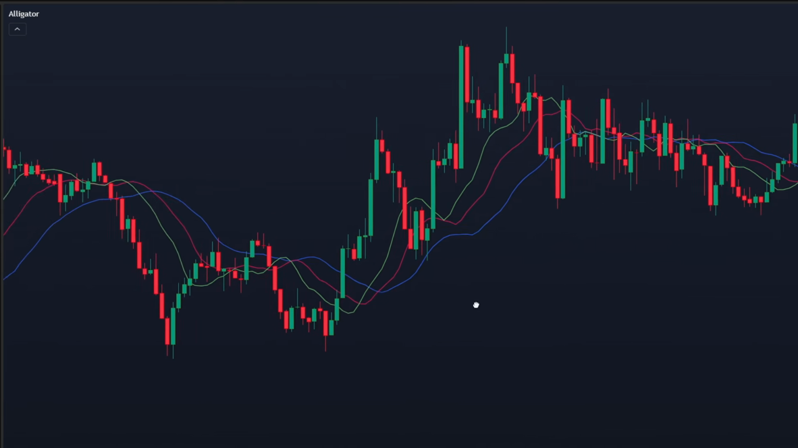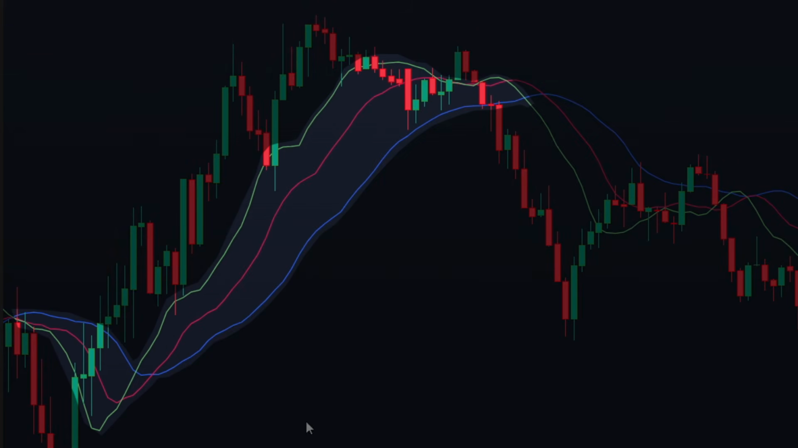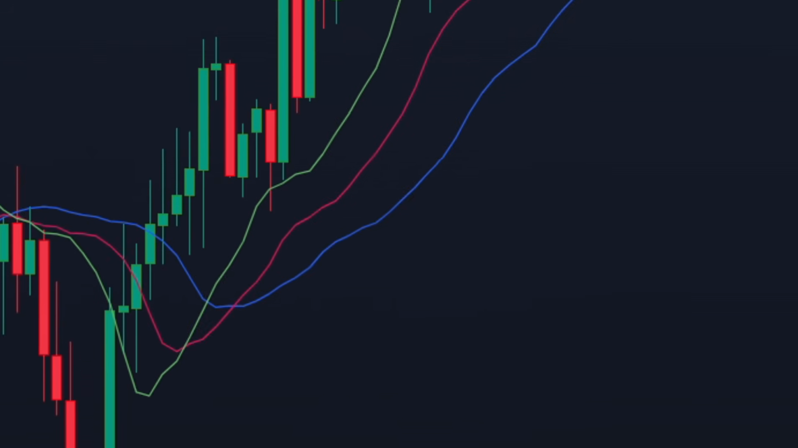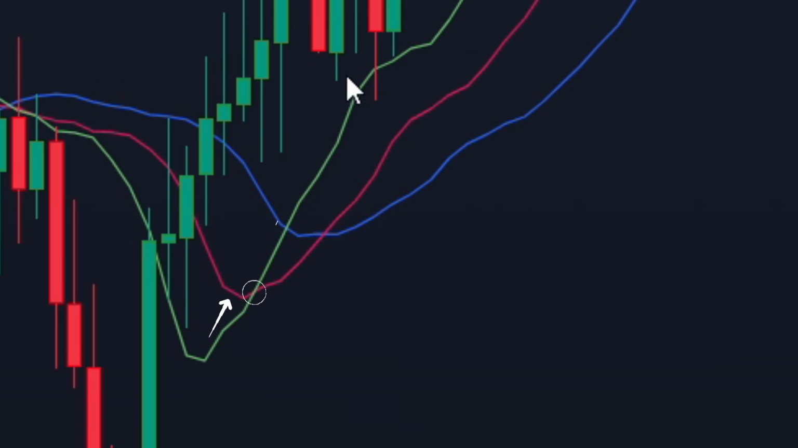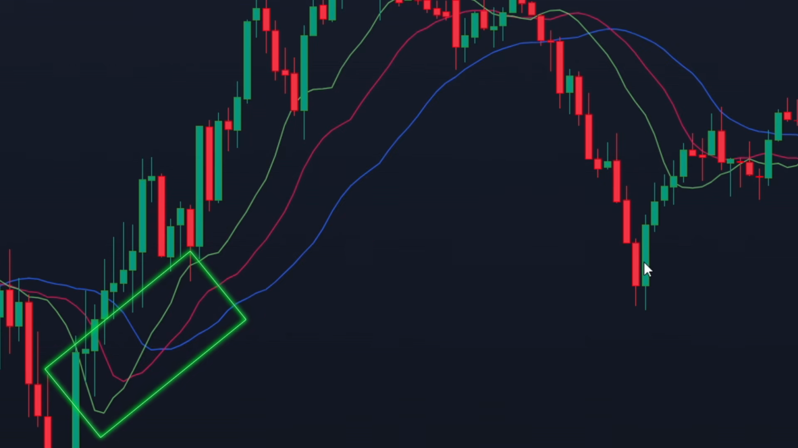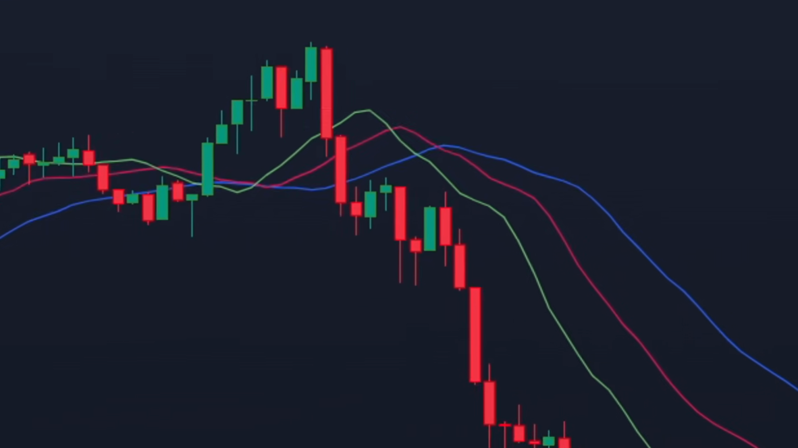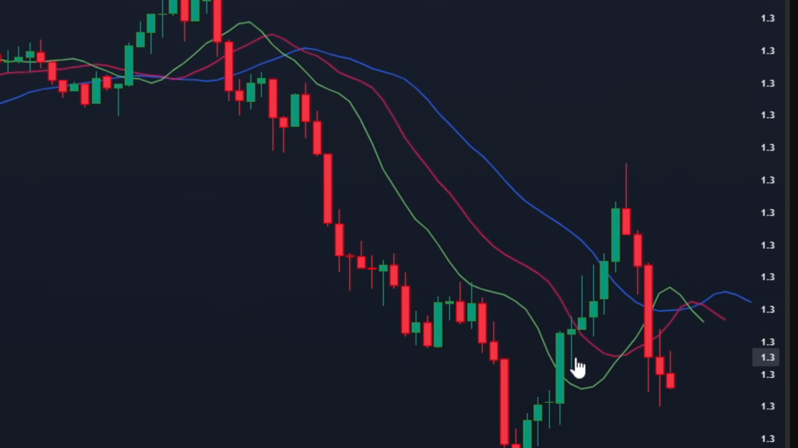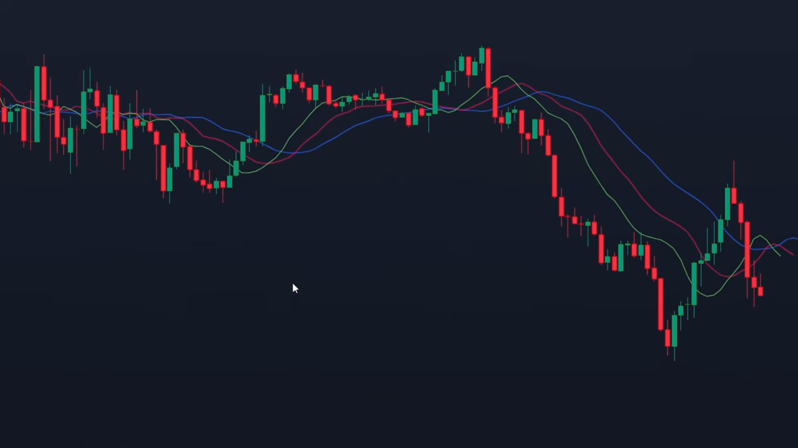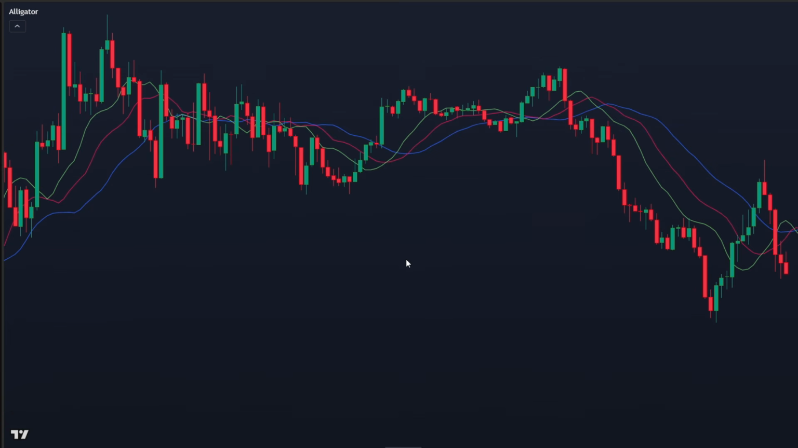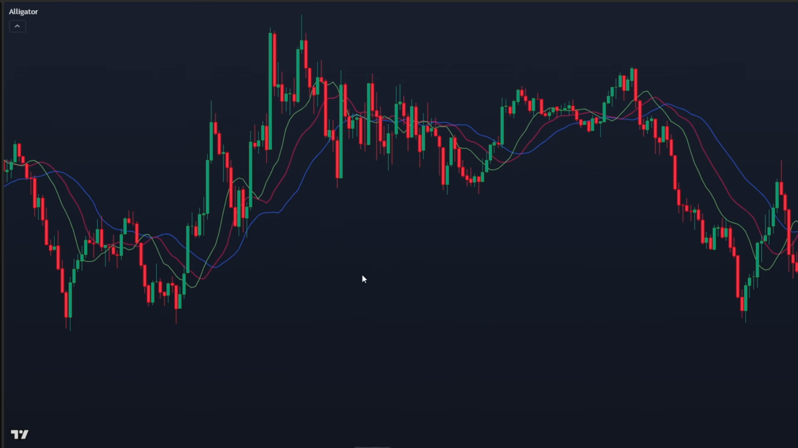The first signal that something might be changing is when the green line, which is the lips of the alligator, crosses above or below the other two lines. This situation is called the awakening of the alligator. If the green line crosses above the red and blue lines, it is called a bullish awakening, which suggests that an uptrend may start forming. On the other hand, if the green line crosses below the other two lines, it is called a bearish awakening, which suggests that a downtrend may begin. However, this crossing alone is not enough to confirm that a trend has fully formed. Sometimes these crossings can also occur during large price swings inside a ranging market.